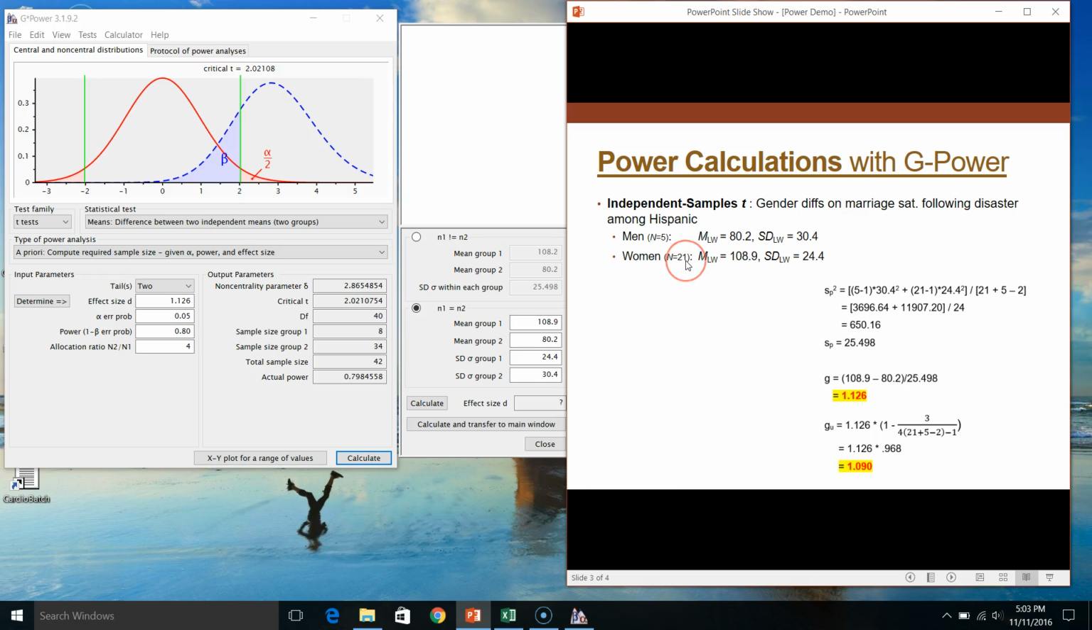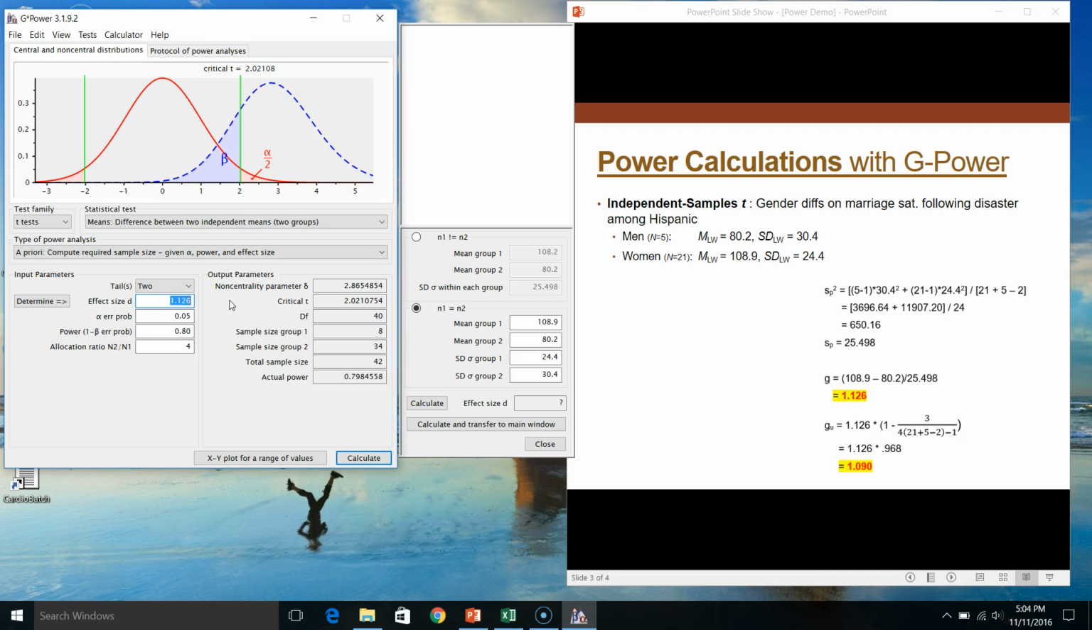Other thing for this situation, now if you're taking a look at this, you'll notice that we have small samples here. A sample of 21 is pretty small, a sample of 5 is very small, and so maybe instead of calculating a g statistic, maybe you say, well, I want to make a correction for potential upward bias. So I take my g and multiply it by my correction factor for a Hedges' unbiased g, and what I end up with is an effect size of 1.090. And so here, maybe I want a more conservative estimate.